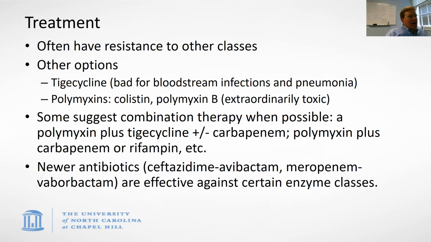Again, these often have resistance to other classes. These are usually true superbugs. There are other options like tigecycline, but tigecycline has a lot of problems. Polymyxins, so like colistin and polymyxin B. These antibiotics were abandoned in the 1970s because they were too toxic to give to people back then. And we've dusted them off and started giving them to people. When I was in training, polymyxin B was only a topical antibiotic. But we give it IV sometimes now. These are extremely nephrotoxic and neurotoxic and really difficult to manage.